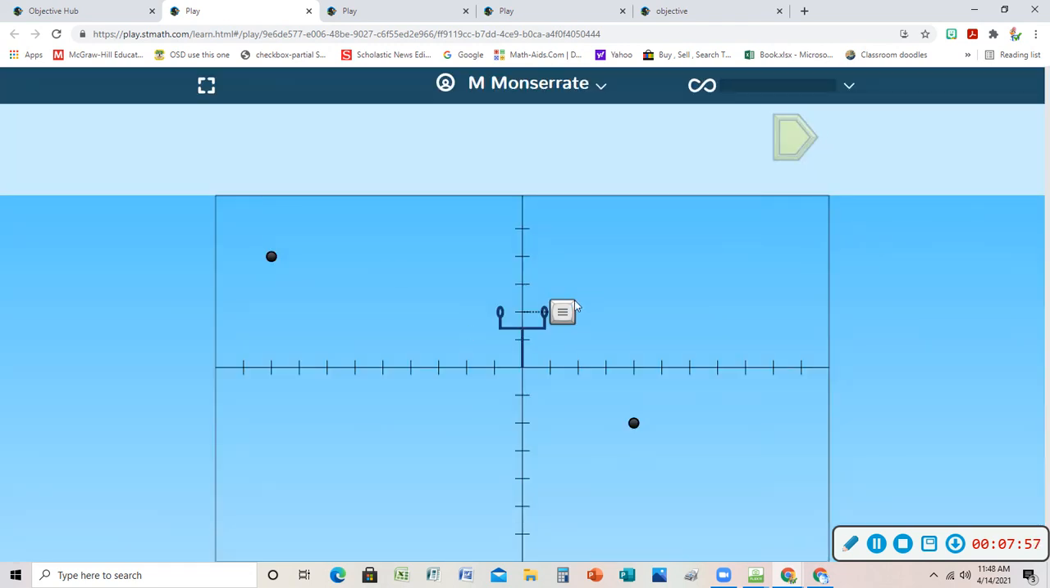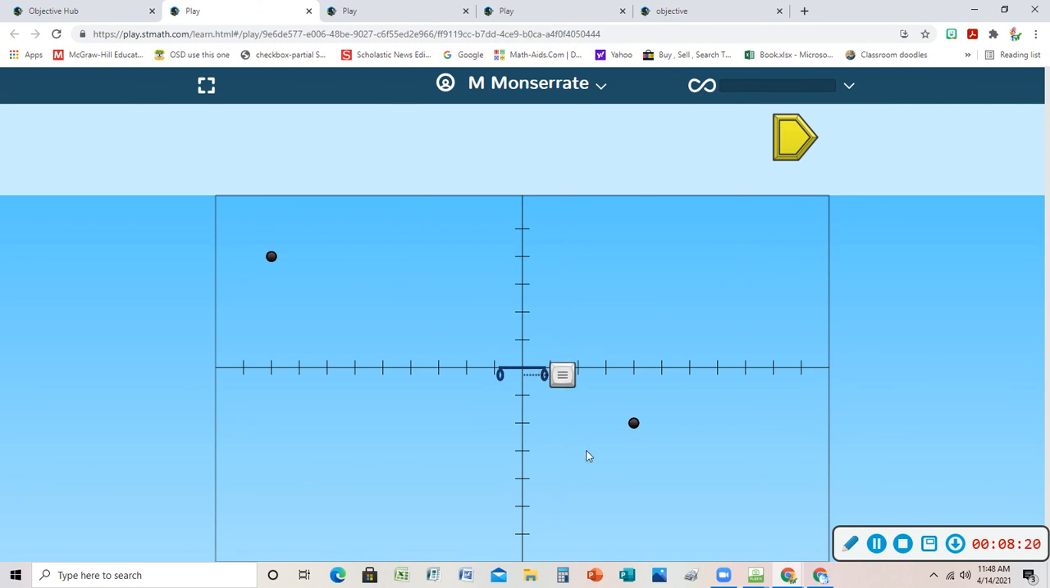Uh-oh. Alright, so I have two right here. I guess I can move this up and down. Oh, it goes positive, it goes up. Negative, it points down. Let's see here too. Can I go right or left? Nope, just up or down. I'm trying to capture both of them.